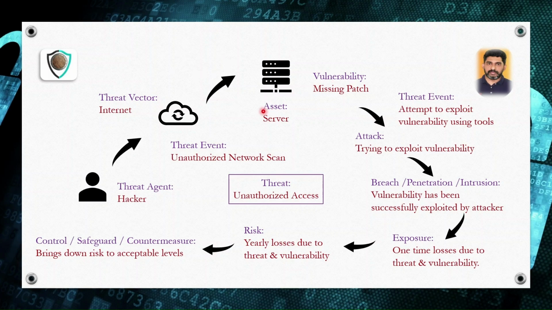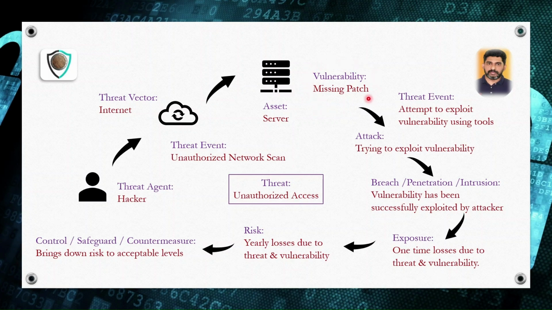Now, the asset, which is a server we have considered, has a vulnerability. The operating system has a remote code execution related vulnerability, and for that, a patch is supposed to be installed. The required security patch is missing. So that is the vulnerability of the server that we have considered. So the hacker is doing an unauthorized network scan, and the hacker identifies this vulnerability.